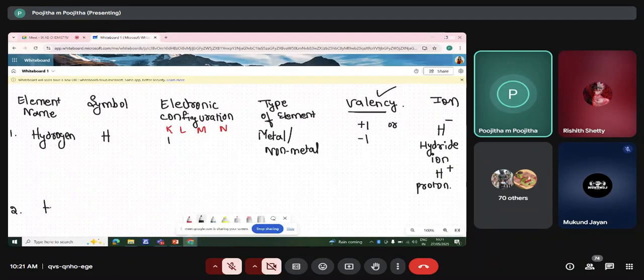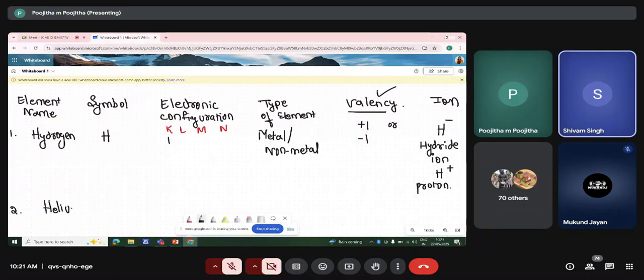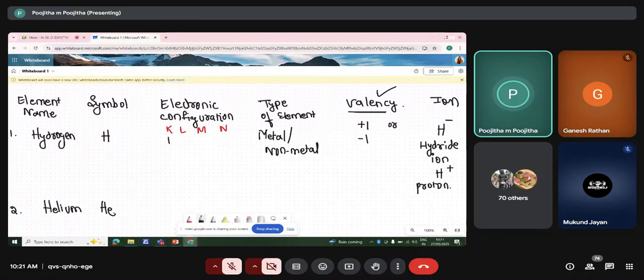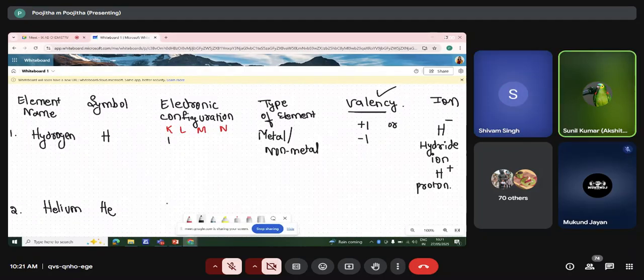Which is the second element? Helium. Symbol is He. So atomic number 2, it means proton is 2, electron is 2. So the 2 electrons, where should I allot? It will go to which shell? K shell. First K shell. Correct. Helium atom has only one shell, which is the K shell.